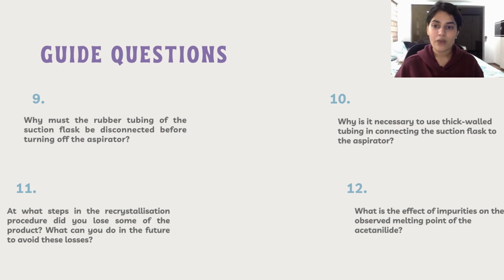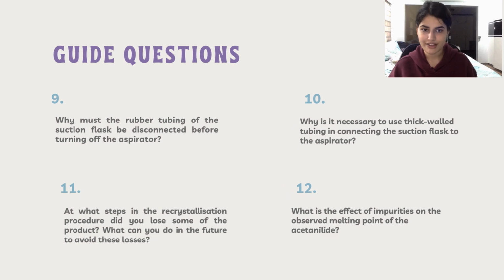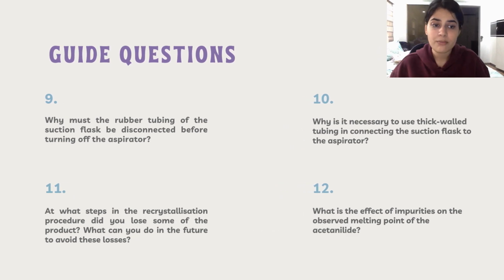For number 9, why must the rubber tubing of the suction flask be disconnected before turning off the aspirator? This is important to prevent potential backflow of water or contaminants into the filtration apparatus. For number 10, why is it necessary to have thick-walled tubing in connecting the suction flask to the aspirator? The tubing must be thick enough to withstand the suction pressure, as thin-walled tubing would collapse under the suction.